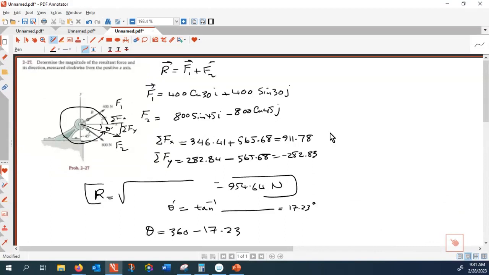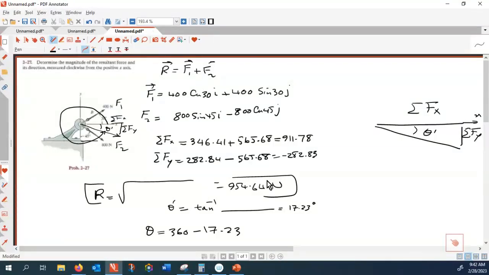Because the problem is asking measured clockwise from the positive X, right? So what I found as 17, I solved that little triangle here. That was net forces in X, net forces in Y, and that was theta prime. But then the problem is asking me measured clockwise from the positive X. If this is clockwise, that would be 17. If that was counterclockwise, that's a standard. This is not the standard definition.